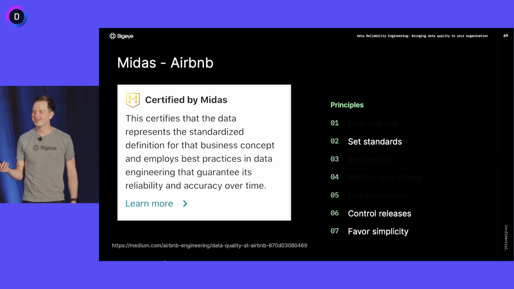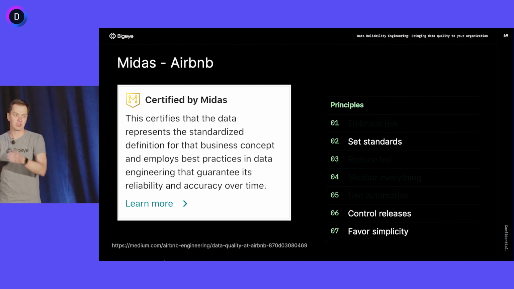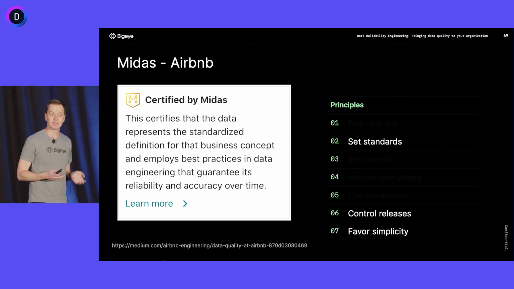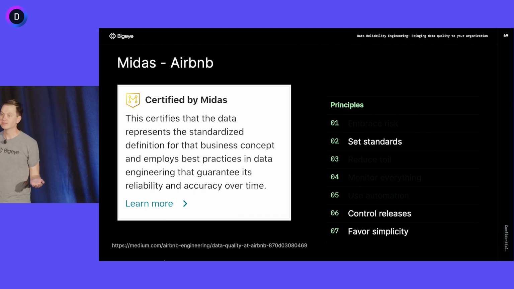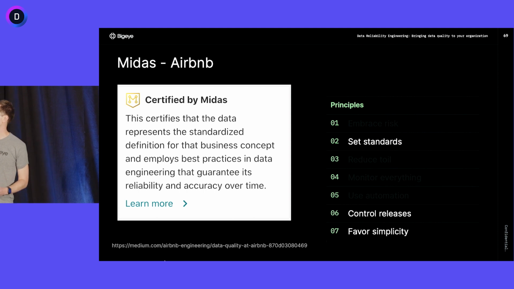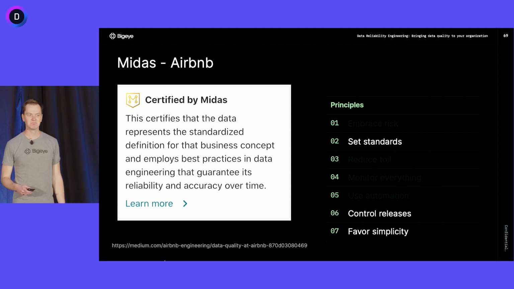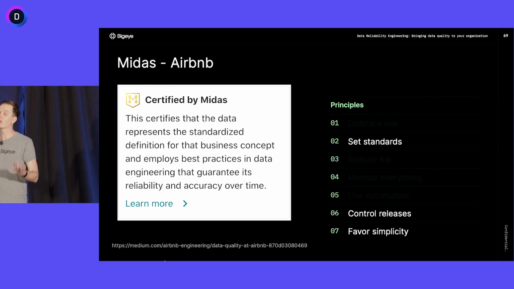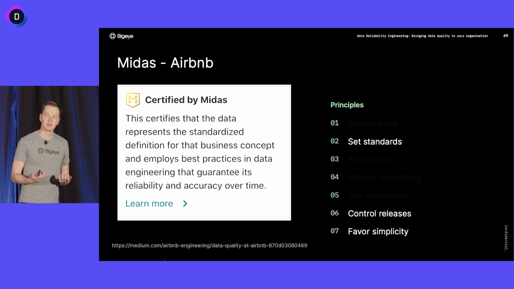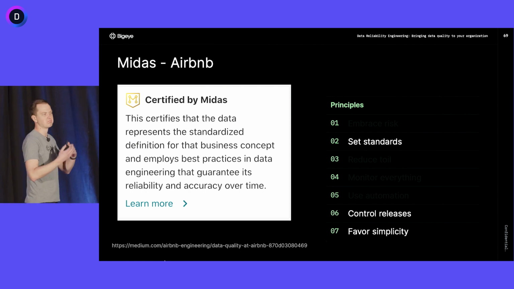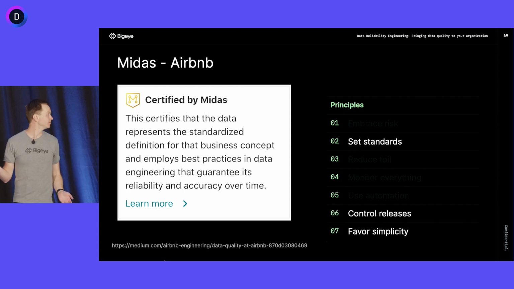Controlling releases. You can't just change a Midas data set because it's being tracked. You know what the expectations about it are, and if those expectations aren't met, then you can't change it. You also can't just say, yes, my data set is golden and you can trust it. It has to go through a process. You have to control the certification so that you don't get a ton of erroneous data that nobody understands and nobody knows who certified it.